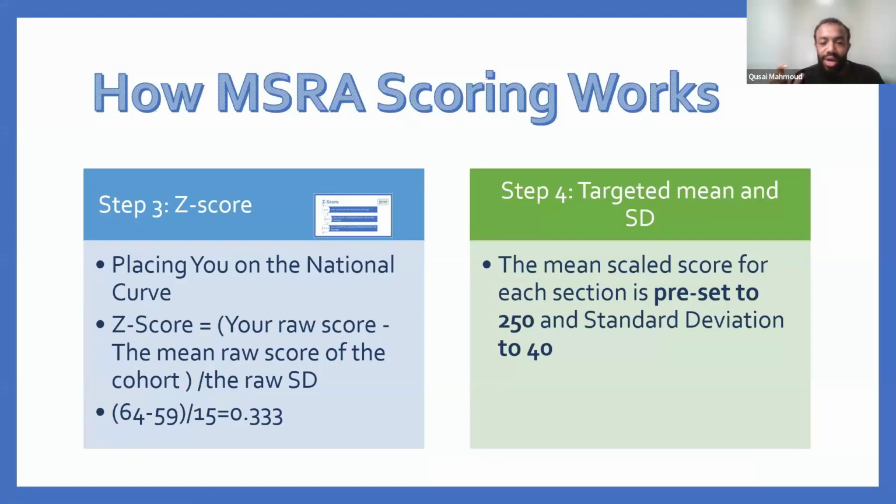You are 5 points above the average, which is 1/3 of a standard deviation, because the standard deviation is 15. You are 5 marks above that. So you are just 1/3 standard deviation. So your Z score would be 0.333. You are 1/3 standard deviation above the average, which is 0.333. So your Z score is 0.333.